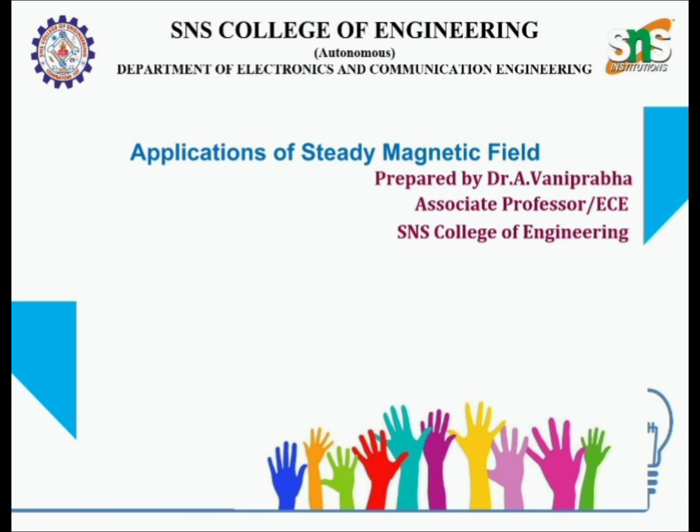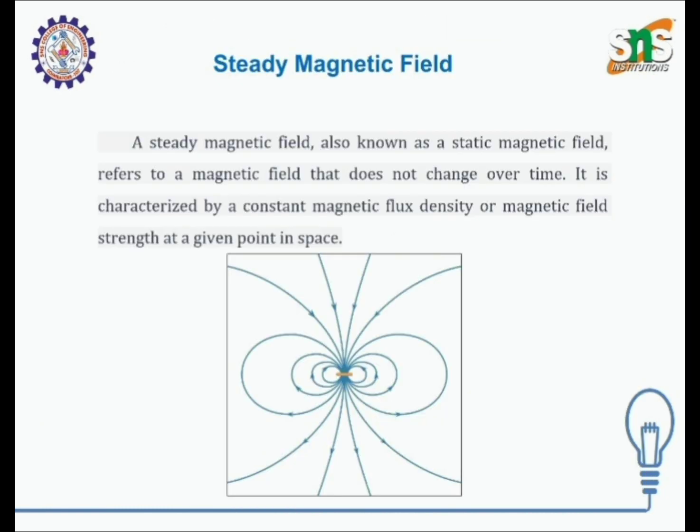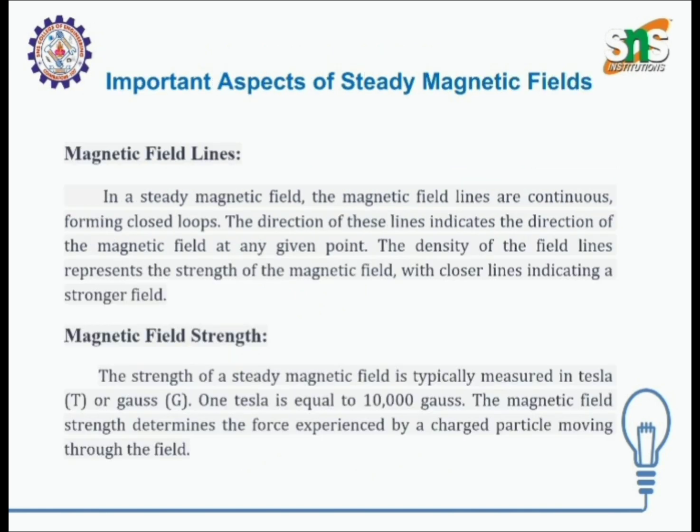Today we are going to discuss applications of steady magnetic field. A steady magnetic field is actually a static magnetic field, or a magnetic field that does not change over time. It is characterized by a constant magnetic flux density or magnetic field strength at a given point. Important concepts need to be understood so as to have a clear idea of steady magnetic fields.